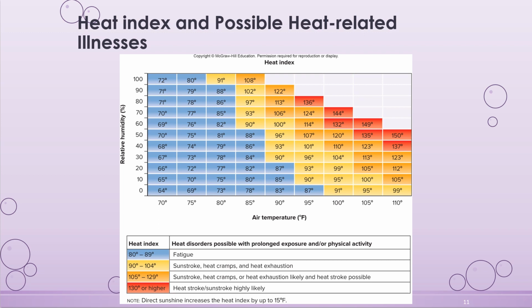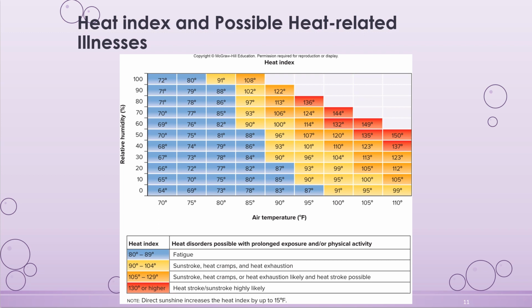A heat rash, also known as prickly heat, is a skin condition caused by blocked sweat ducts. It appears as small, itchy red bumps on the skin and is common in hot, humid conditions. Heat edema is swelling in the hands, ankles, and feet that can occur in hot weather, particularly in individuals who are not acclimated to the heat.